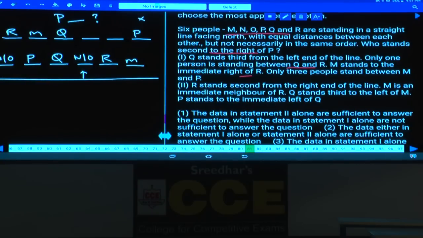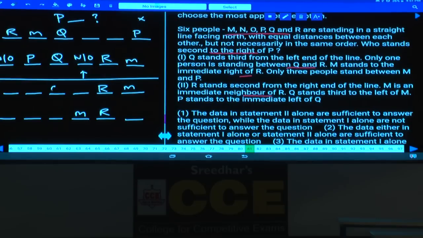Now we are taking 2 alone. Now in 2 alone, R sits second from the right end of the line. 1, 2, 3, 4, 5, 6. R is seated second from the right end of the line. M is an immediate neighbor of R. As M is an immediate neighbor of R, how many different possibilities we can have? There are 2 possibilities once again. 3, 4, 5, 6. R is here. M can be either right hand side of R or left hand side of R. Immediate neighbor of R. Q stands third to the left of M.